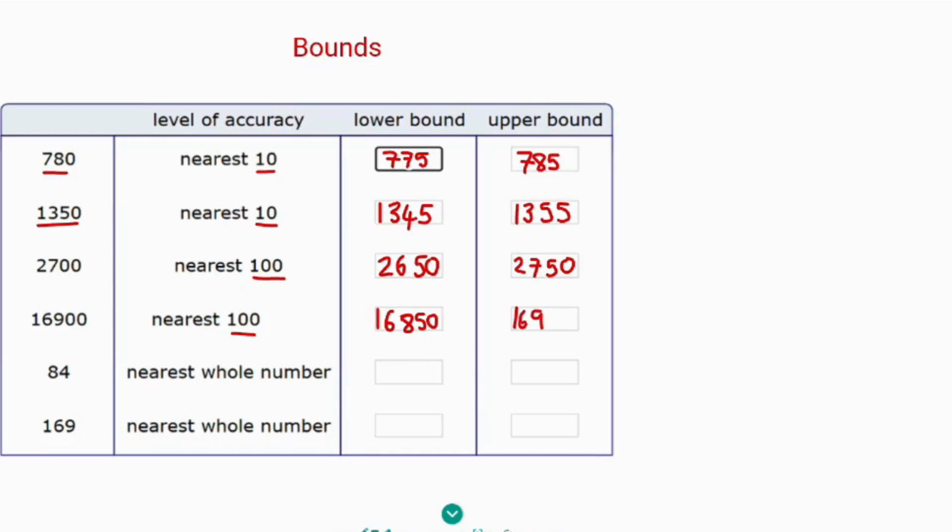Upper bound, 16,950. To the nearest whole number, to the nearest integer, to the nearest 1. Half of 1 is 0.5, 83.5 lower bound, 84.5 upper bound. Same with the bottom one, half of 1 is 0.5, 168.5 lower bound, 169.5 for the upper bound.